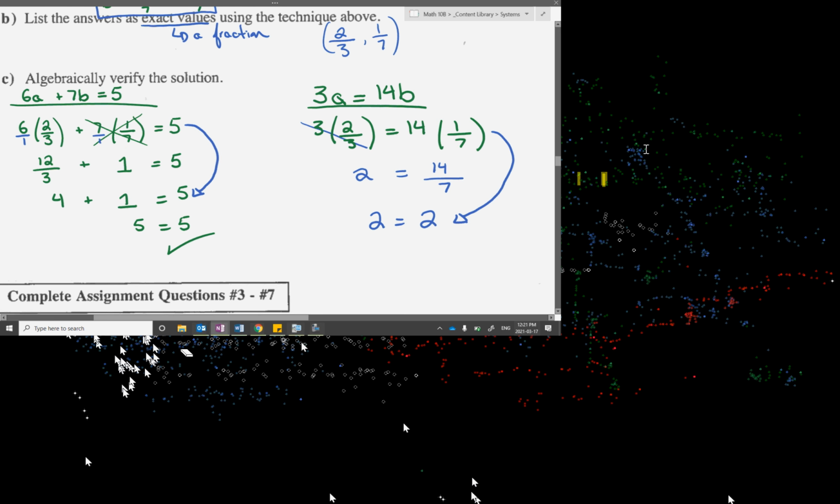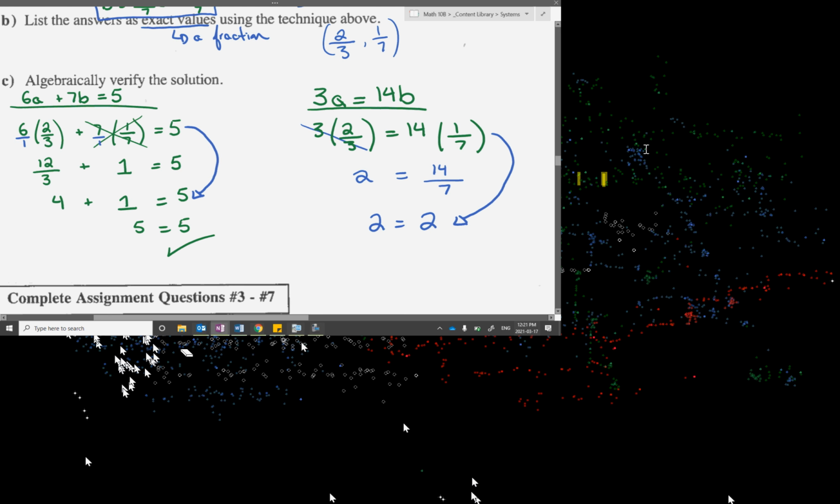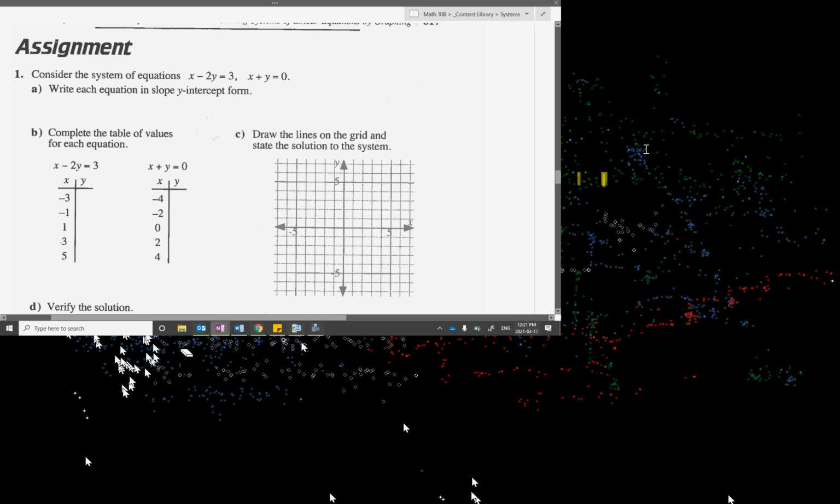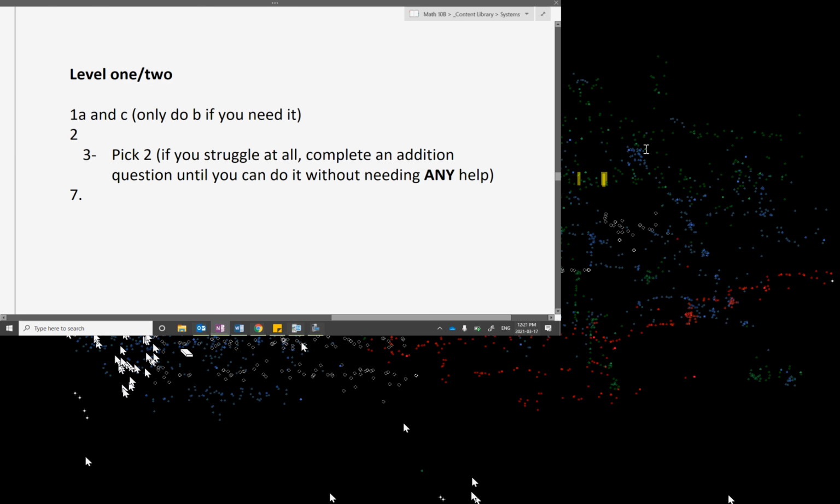Okay, so that's our first method for solving a system of equations. And then I have some practice questions for you. They're level 1, 2 questions, guys. You can do this. You have 10 minutes.